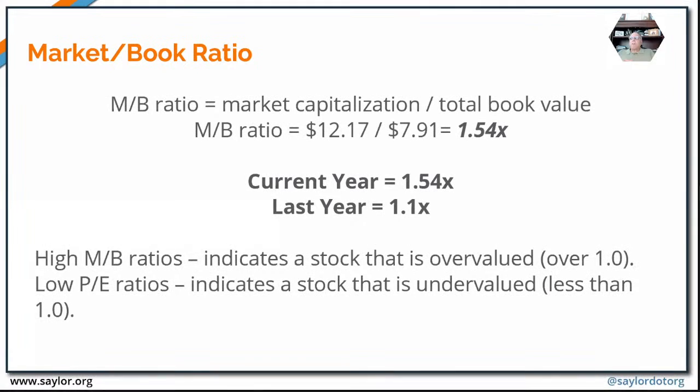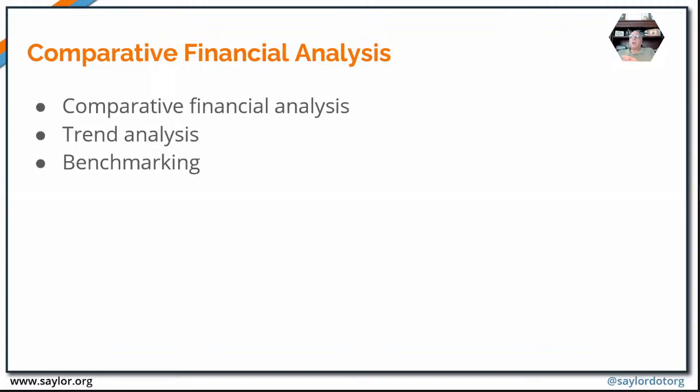The next is the market to book ratio. So we want to evaluate how the market is valuing our stock and what that stock is compared to what the book value is. So the market ratio is the market capitalization, same. It's $12.17 a share. The total book value, remember, assets minus liabilities equals shareholders' equity.